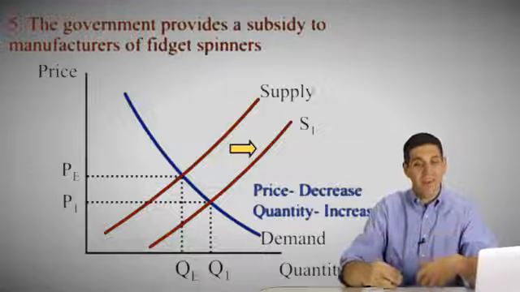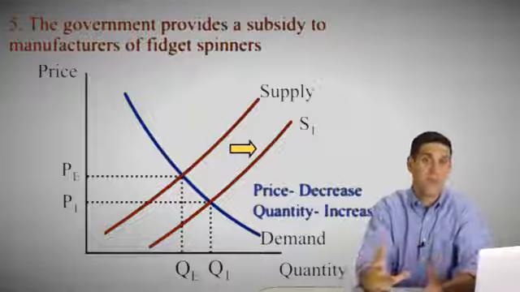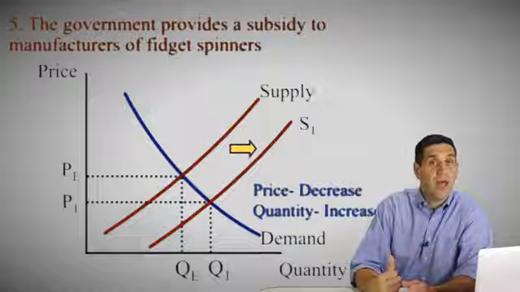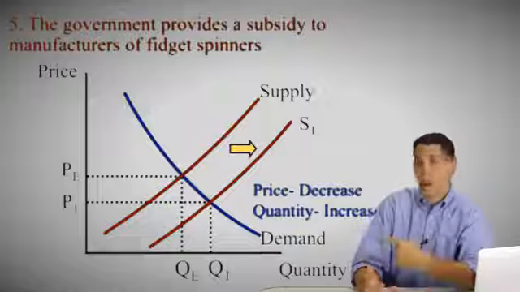A subsidy is when the government gives money to producers to produce more stuff. Remember, it's the opposite of a tax. So supply curve shifts to the right, price goes down, and the quantity goes up. There's the graph. Did you get it?